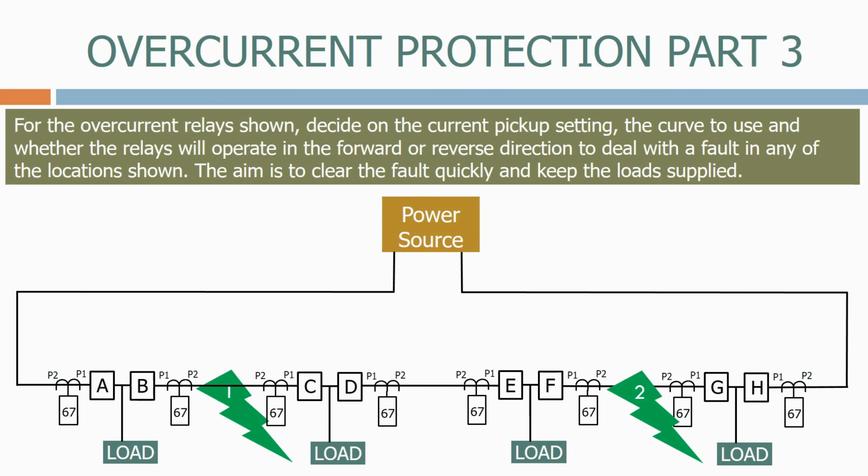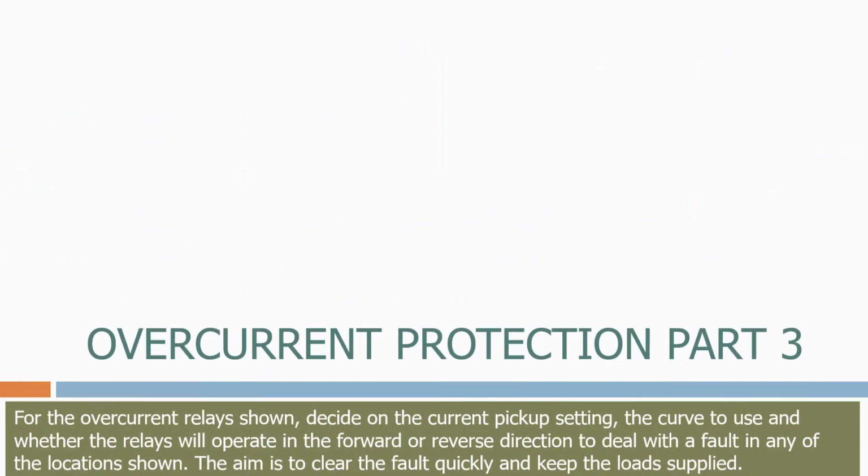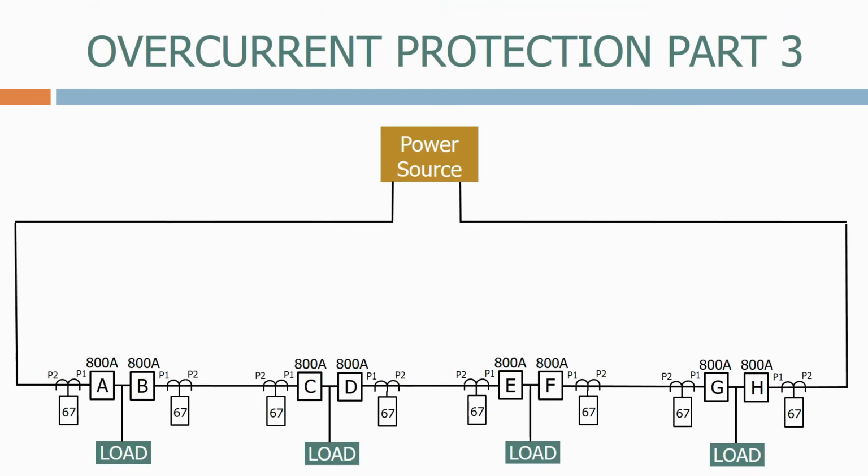For the overcurrent relays shown, decide on the current pickup setting, the curve to use, and whether the relays will operate in the forward or reverse direction to deal with a fault in any of the locations shown. The aim is to clear the fault quickly and keep the load supplied. This arrangement is a typical ring system used on a distribution network. Let's now see the best solution. This is a very complex network, and the best way to deal with it is to split it into two separate networks. Here's the first network.